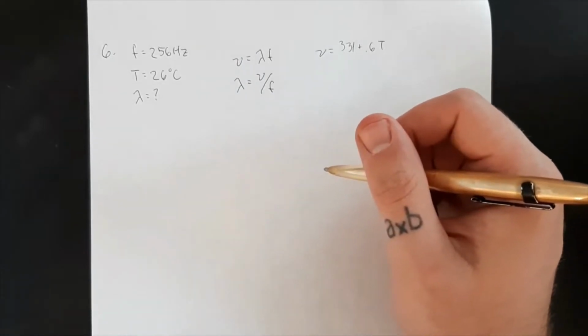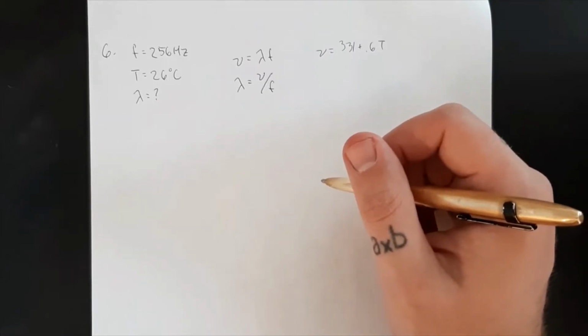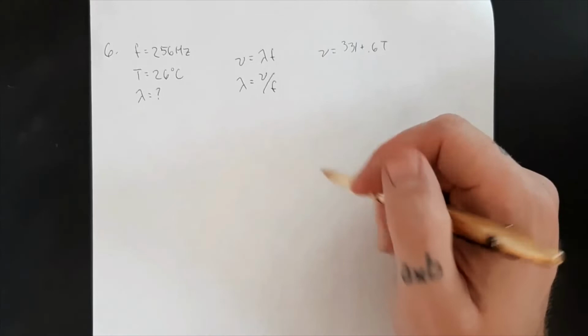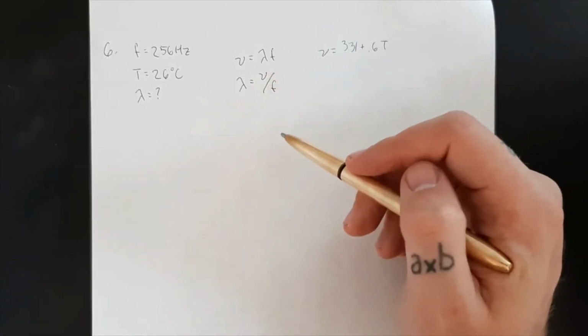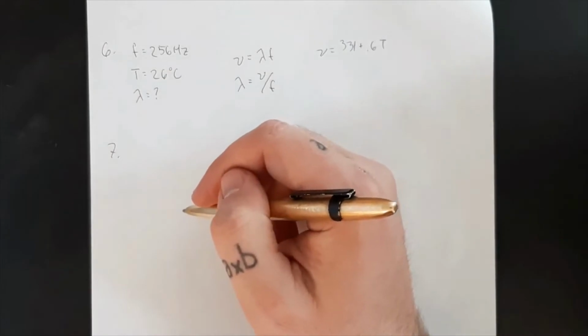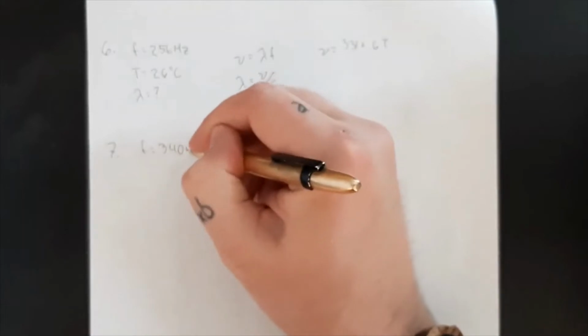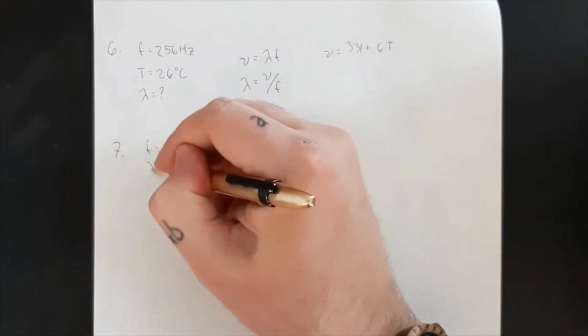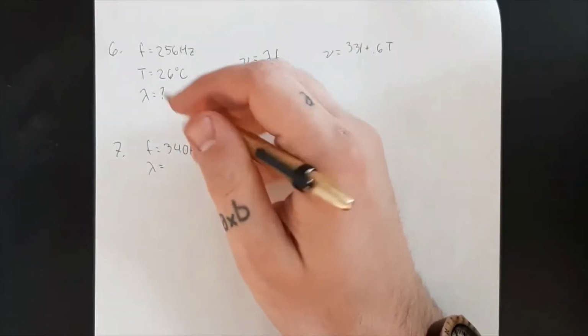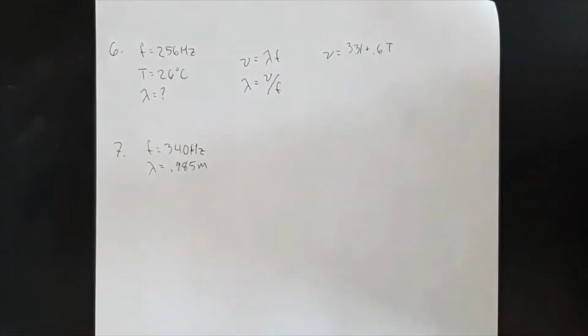All right, next one, number 7. We've got a sound wave with a frequency of 340 and a wavelength of 0.985. And we're looking for the air temperature, right? So we're still using these same two formulas, except we're going to use the wavelength and the frequency to figure out what our speed is. Okay, so looking at our known data, we've got our frequency of 340 hertz. Okay, we've got our wavelength of 0.985 meters. All right, and we're trying to find the temperature of the air.